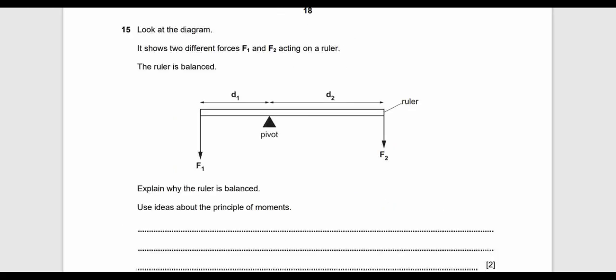Okay, next. Question 15. Look at the diagram. It shows two different forces, F1 and F2, acting on a ruler. The ruler is balanced. Pivot, D1, D2. Explain why the ruler is balanced. Use the idea about the principle of moments.